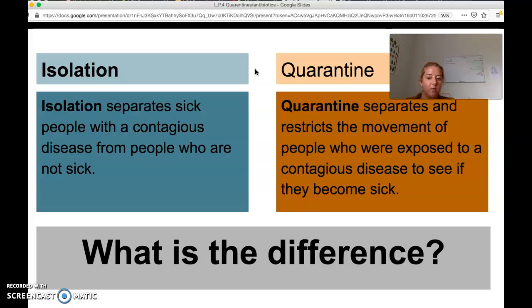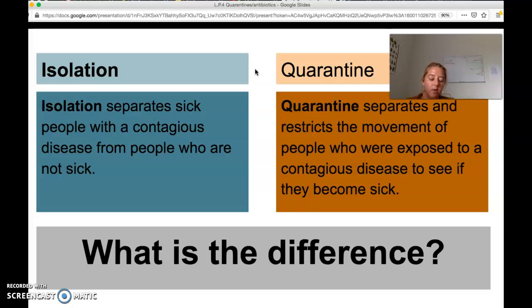So isolation, we absolutely know that somebody is sick, and we move them away from people who are not sick. Quarantine is more of a preventative safety measure. We might have been exposed, so we are going to stay home until we know that we are no longer sick. In the case of COVID, we quarantined for 14 days, 2 weeks, to make sure that we are not sick and we will not spread it to the general population.